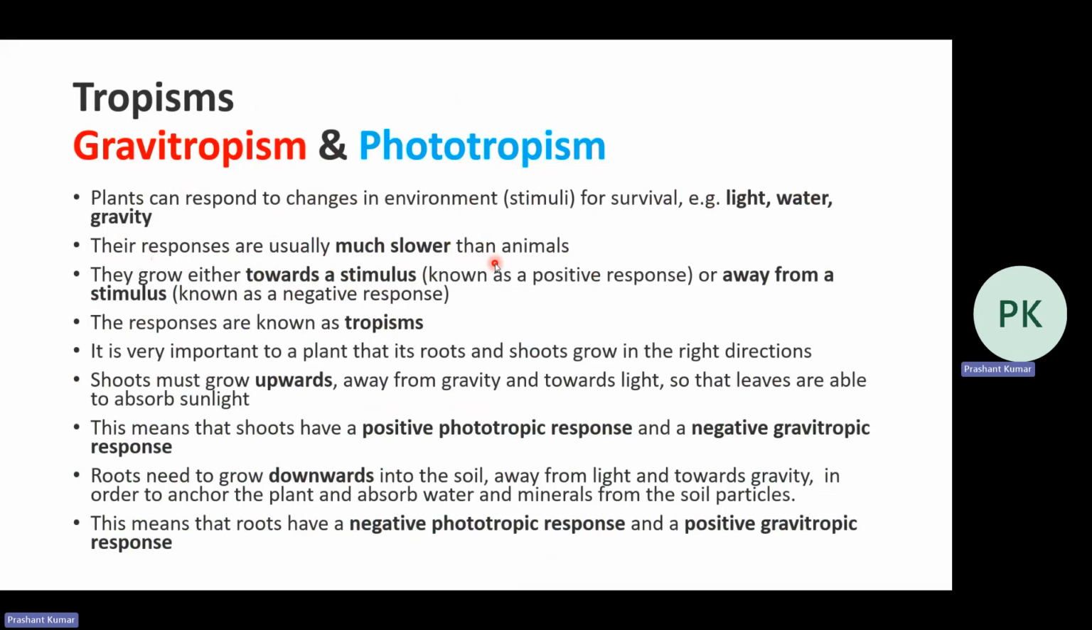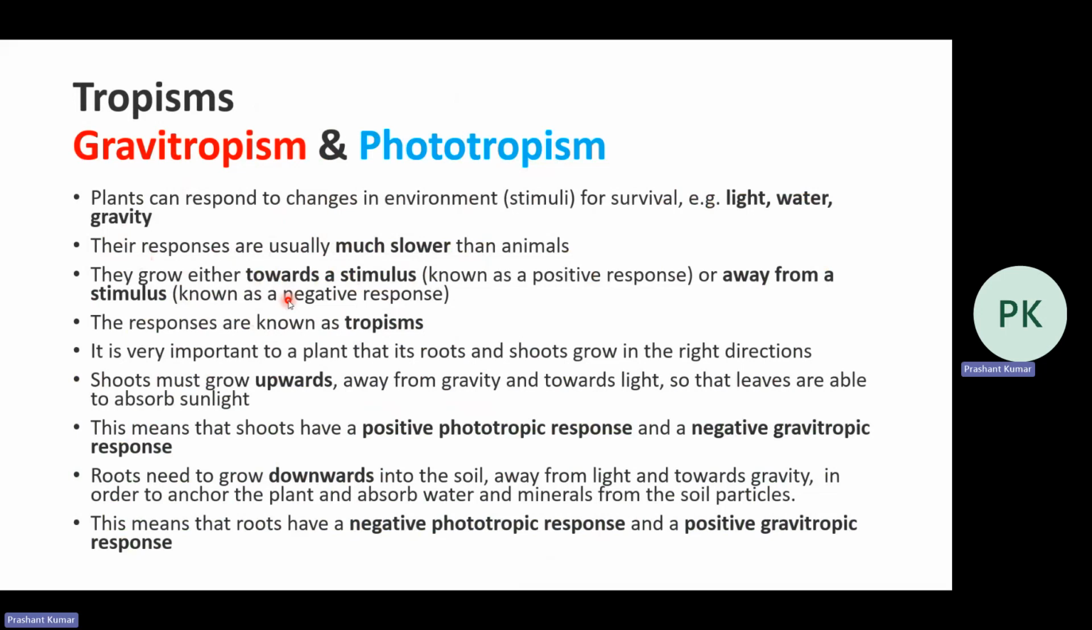Because the hormones need to be transported and then the organs have to recognize these messages. So it takes some time, right? They grow either towards the stimulus, that's a positive response, or sometimes away from the stimulus, that is a negative response. And these responses collectively are known as tropism. It's very important to a plant that root and shoot grow in the right direction. The shoot must grow upward, the root must grow downward.